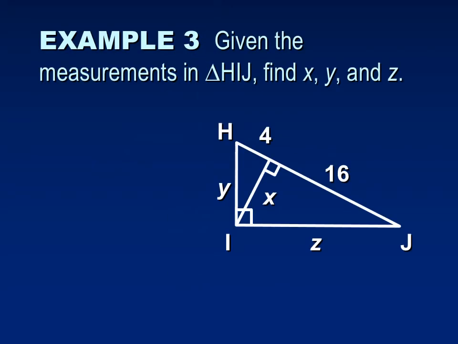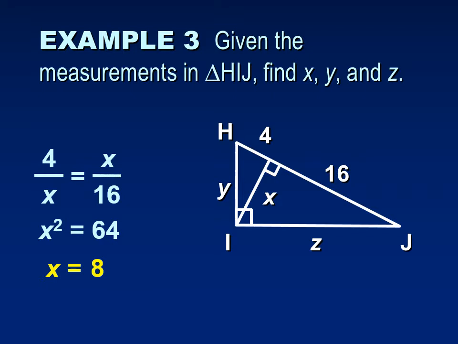So given the measurements in triangle HIJ, let's find X, Y, and Z. So, well, to find X, we can use the two segments that the altitude splits into. So 4 over X is equal to X over 16. So X squared is equal to 64. The square root of 64 is 8. So now we know that X is 8.